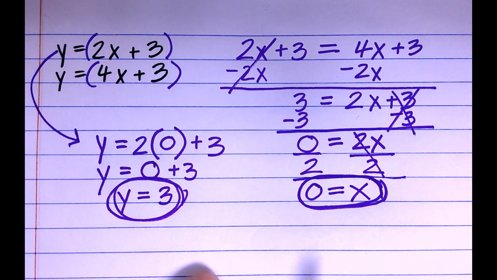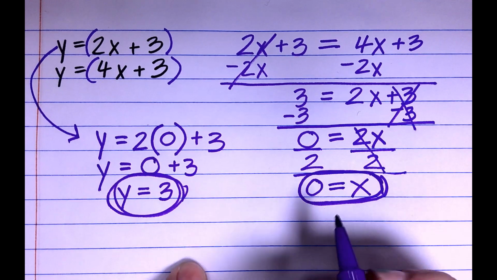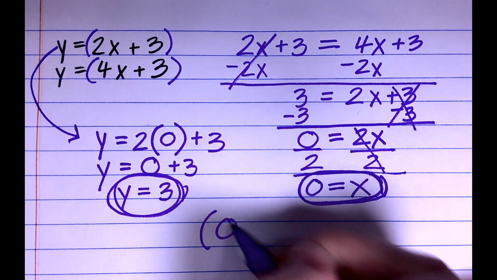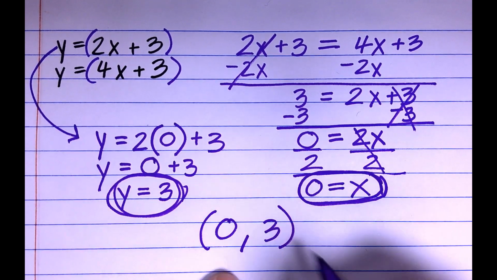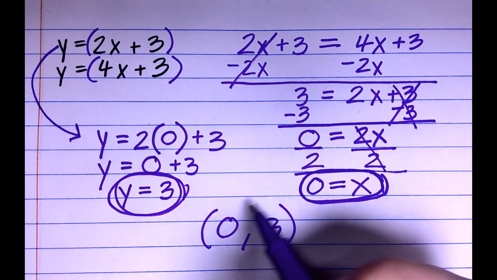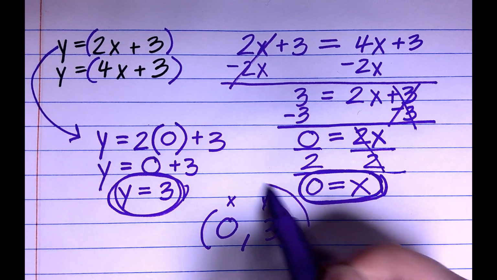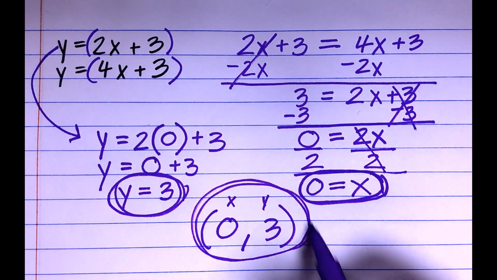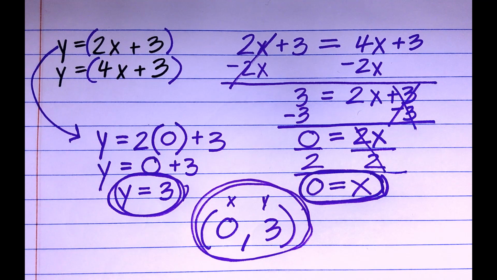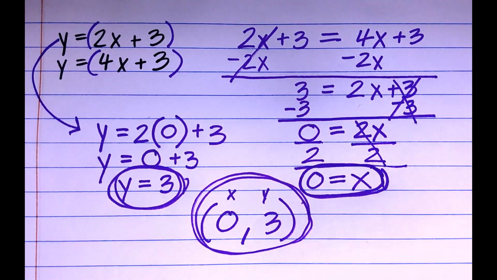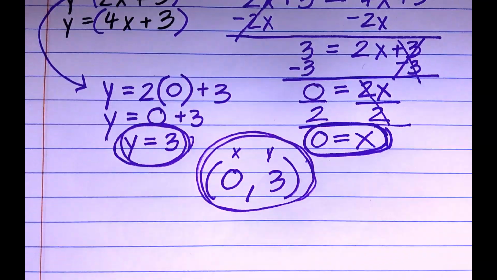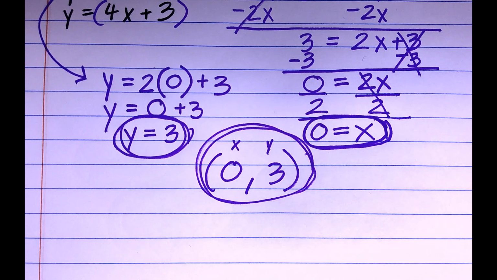X is 0, y is 3. That's our answer. We could write it as a coordinate if we wanted to. 0, 3. X comes first, then the y. Perfect. All right, so there is the answer to the first question, number 1. Let's look at number 2.